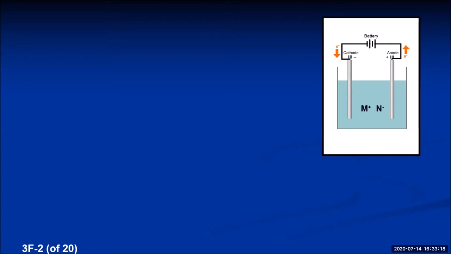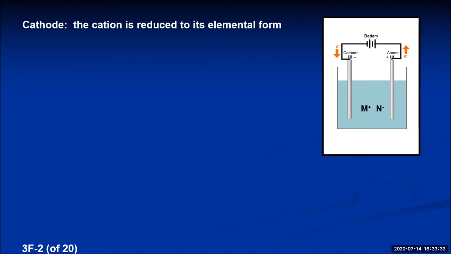So if we want to predict what reaction would occur if you pass an electric current through a molten form of an ionic compound made up of M positive ions and N minus ions, let's go through the possible reactions that take place at the cathode and the anode. So the cathode is where reduction is going to occur. The oxidation number has to go down. So what's the only element whose oxidation number can go down? That would be the metal cation. So at the cathode, the cation is always going to be reduced to its elemental form.